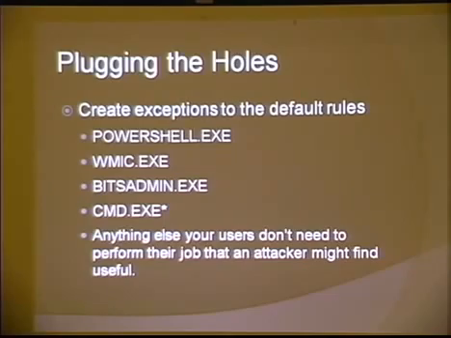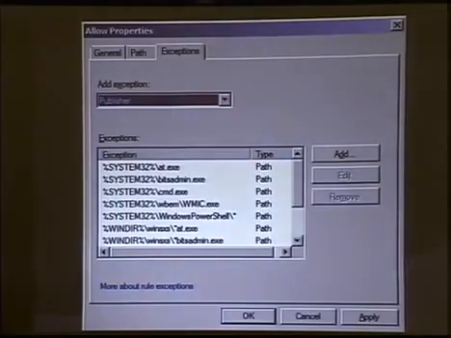Anything your users don't need to use in order to perform their job is something that you can create an exception for. I believe the term for this is least privilege. It works. It does work. This is an example of what it looks like when you're creating some of your exception rules. You just define a path that is accepted. You can do it by publisher, hash, or path rules.